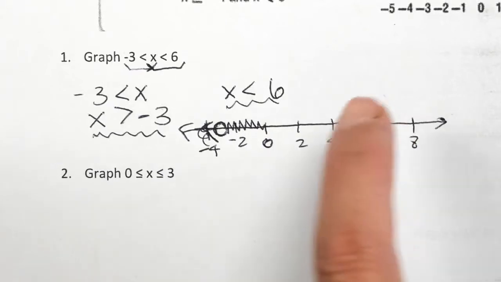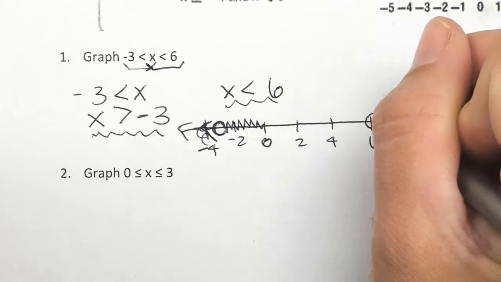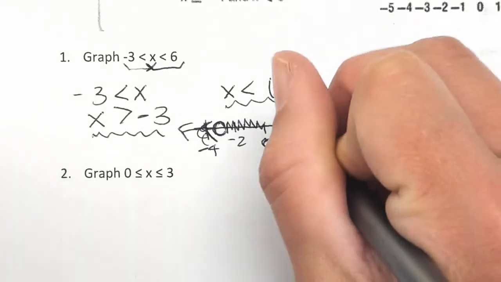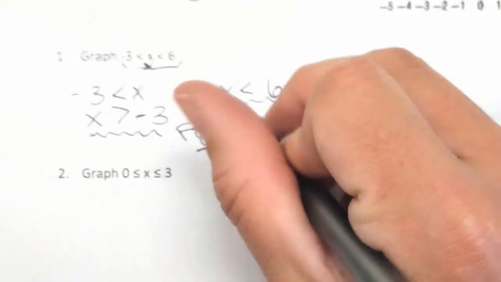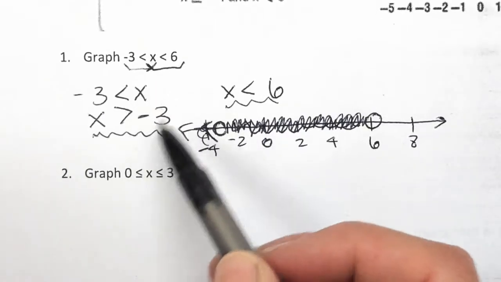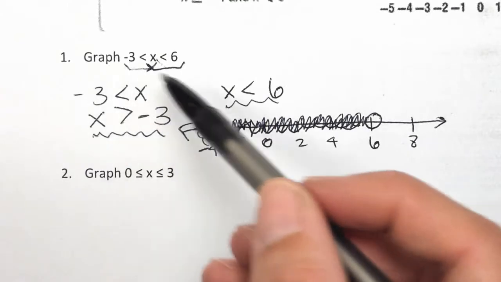Alright, now I'm going to graph this one, open or closed at 6, and to left or right? To the left, good. So, everything is going to be in between negative 3 and 6. So from now on, instead of splitting it up, anytime there's x in the middle, you can just draw your number line between these two numbers.